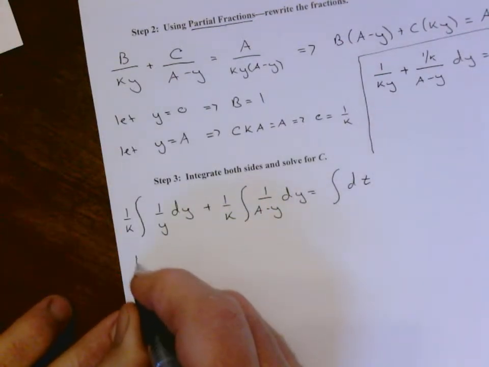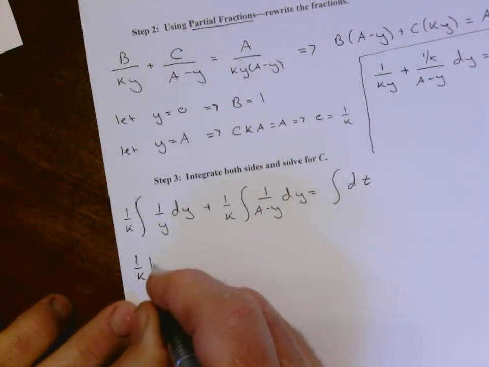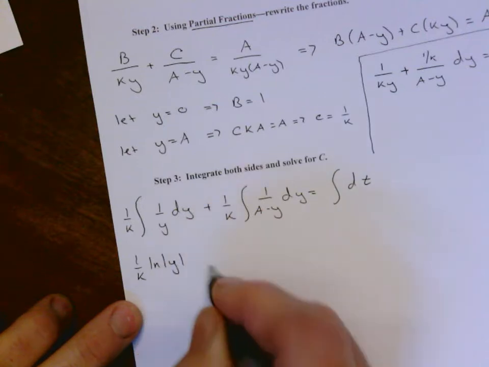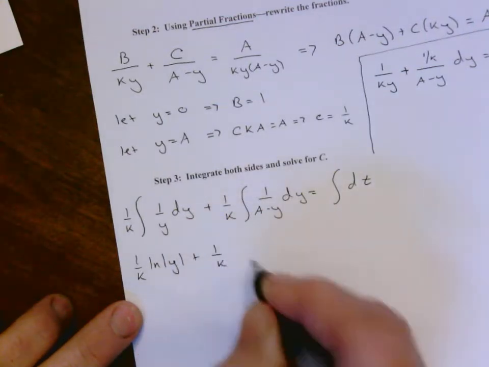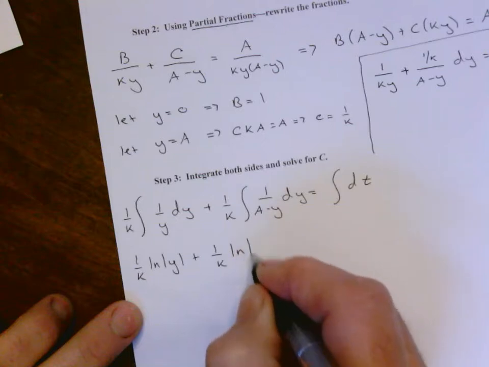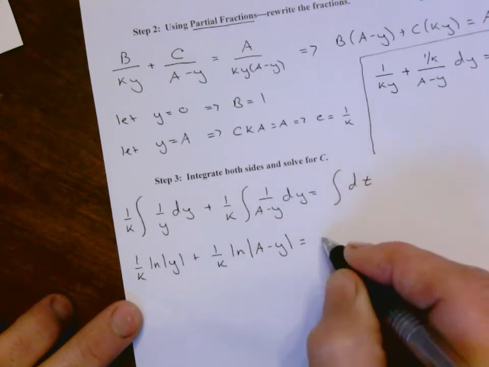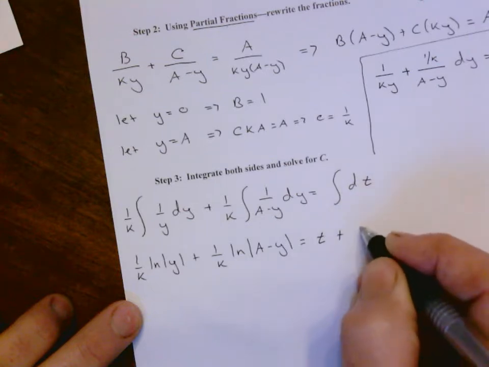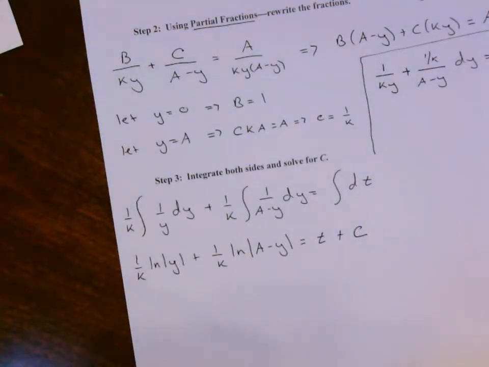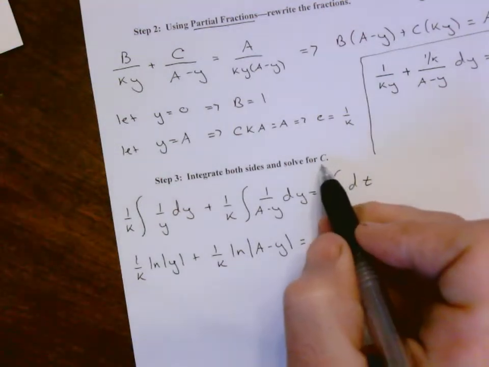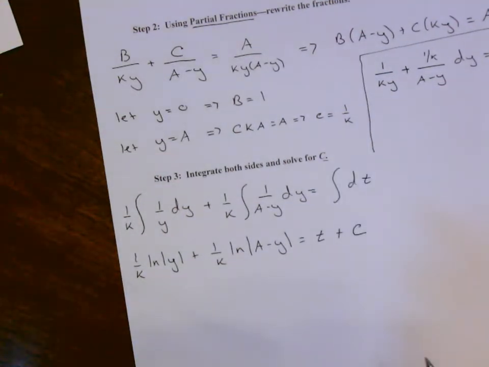So I have 1 all over k. This will be ln of the absolute value of y plus 1 over k times ln of the absolute value of a minus y is equal to t plus some constant. Okay, now notice what I want to do here is I'm trying to solve for c. I'm trying to figure out what c is equal to.